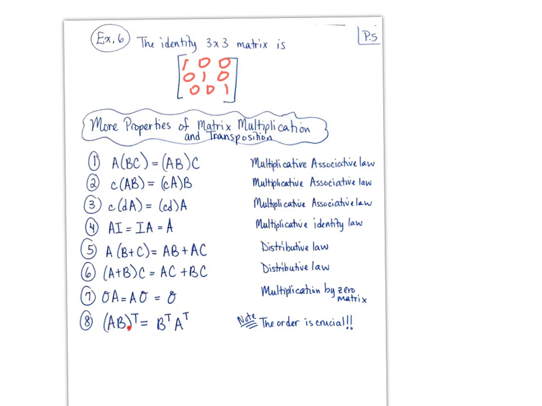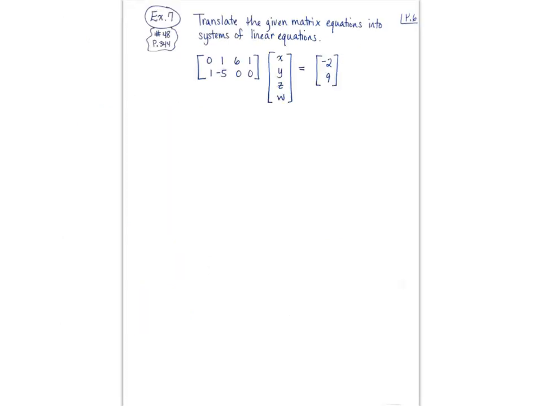A times B transpose. Notice, if you take the transpose of the product AB, it reverses the order. So you have B transpose times A transpose. This is where students make a lot of mistakes, so make sure you understand that AB transpose is equal to B transpose times A transpose. Notice that the order is crucial here.